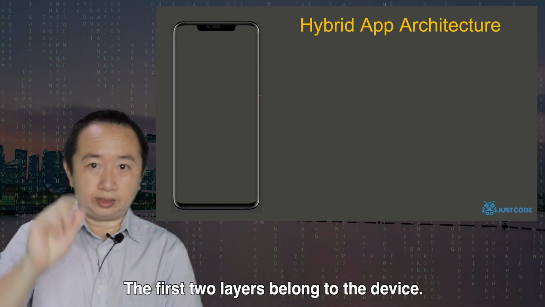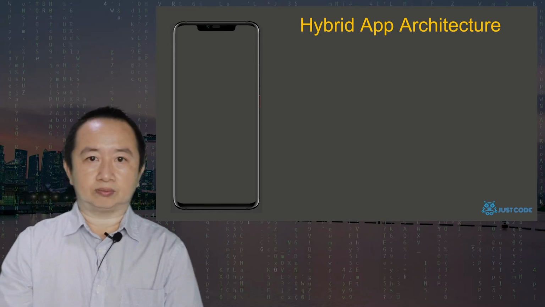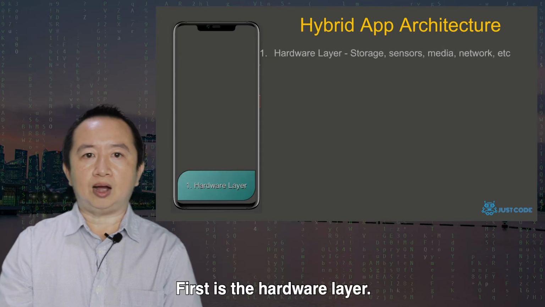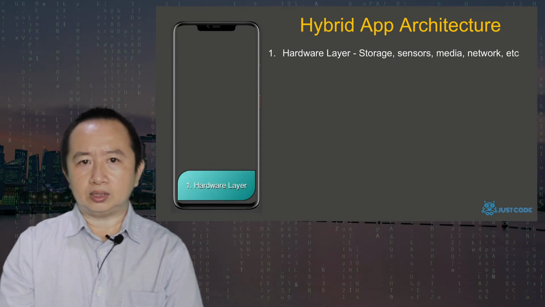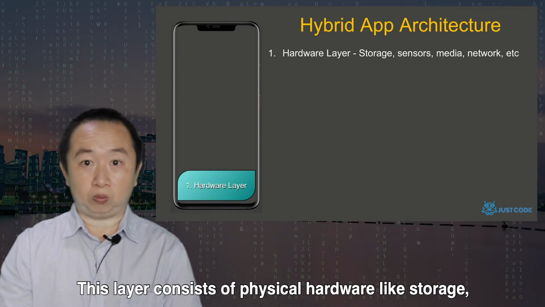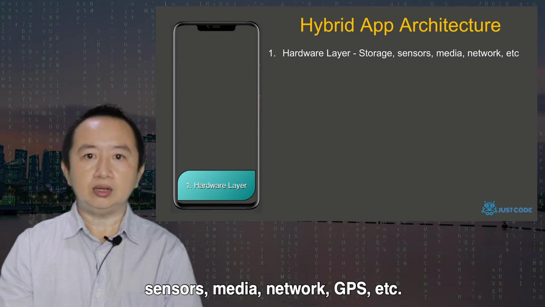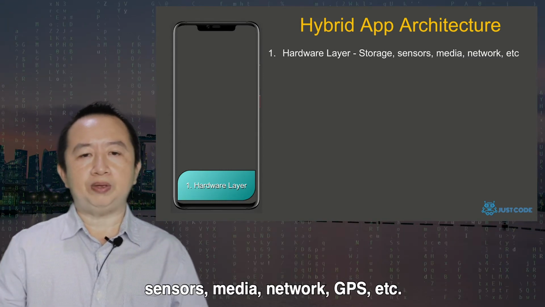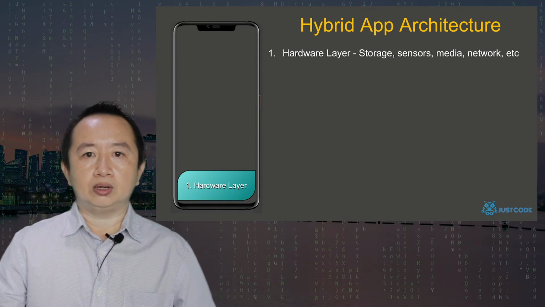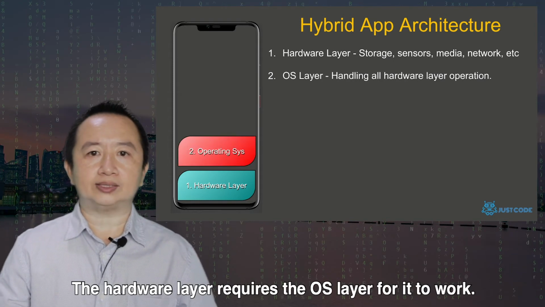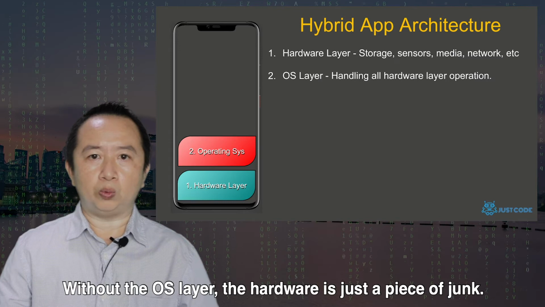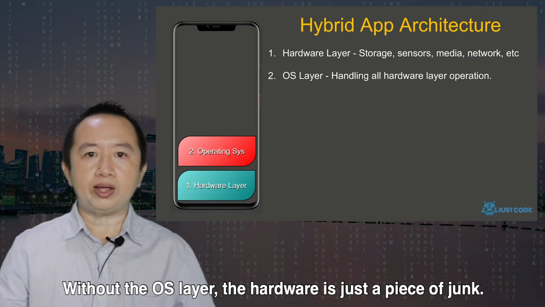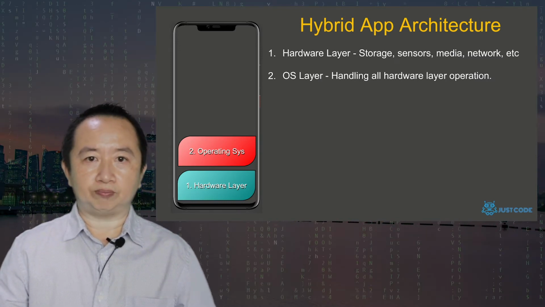Hybrid app architecture. The first two layers belong to the device. The first is the hardware layer. This layer consists of physical hardware like storage, sensors, media, network, GPS, etc. The hardware layer requires the OS layer for it to work. Without the OS layer, the hardware is just a piece of junk.